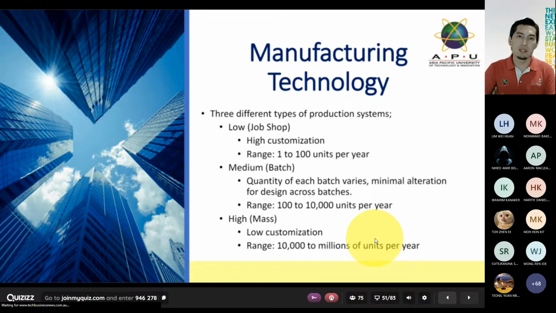And Mattel, as their motto and tagline goes, considers itself a world-class toy manufacturer, right? The first three things we're looking at here are different types of production systems: low, medium, and high. Low production systems are for products with high customization, which means they only produce about 1 to 100 units per year, right?